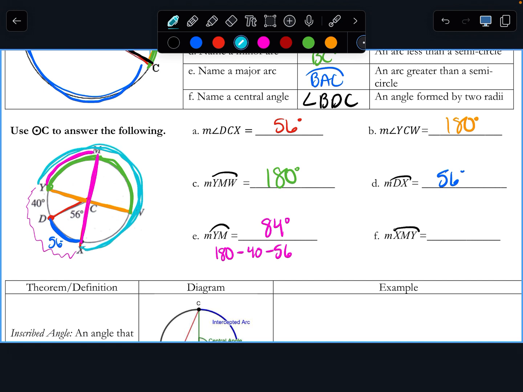Okay, so two ways to think about this. You could think of it as 360 without these. Or in my brain, what I did is I did 180 plus the 84, because I already figured out that pink part. So it's up to you. You could do 360 minus these two, or you could do 180 plus the 84 you found. So what is that? 264. So don't say anything over 360. That'd be goofy. Okay.